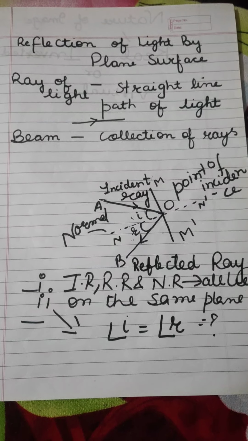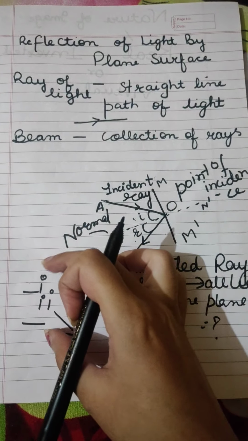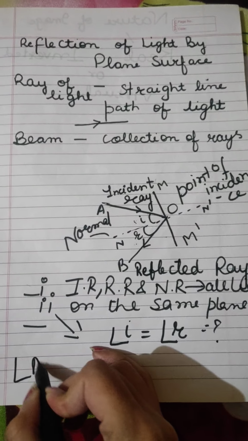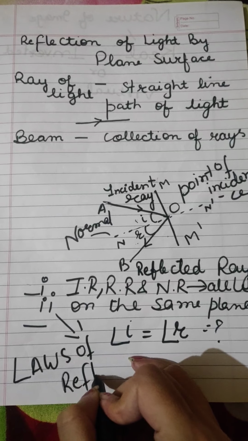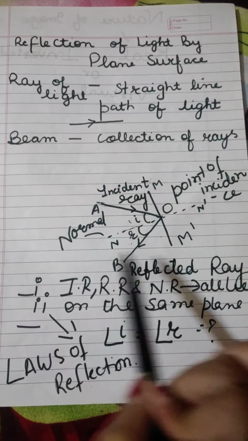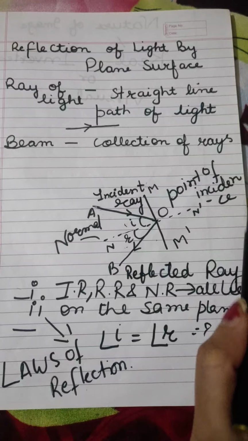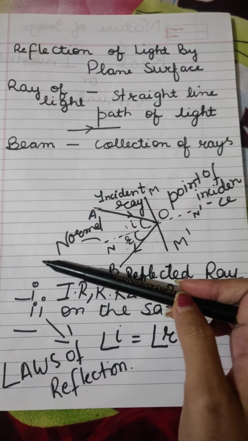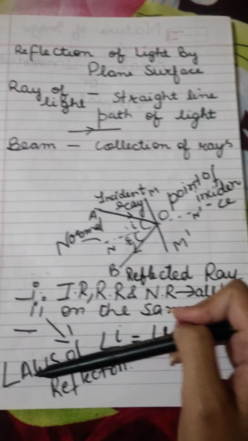So this completes our reflection of light by plane surface, and these two conclusions that we've got are known as the laws of reflection. We did a small explanation, a small experiment, we tried to understand it, and we derived some conclusions, and then these conclusions were named as the laws of reflection.